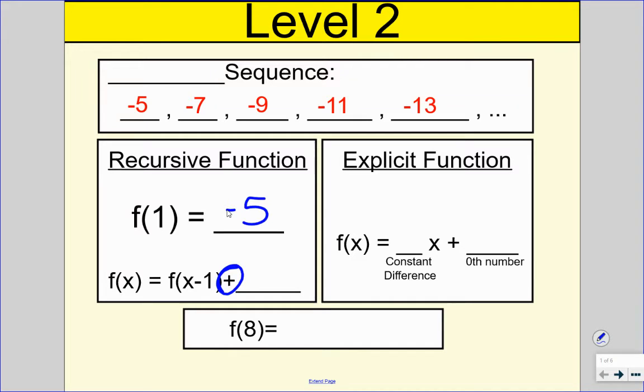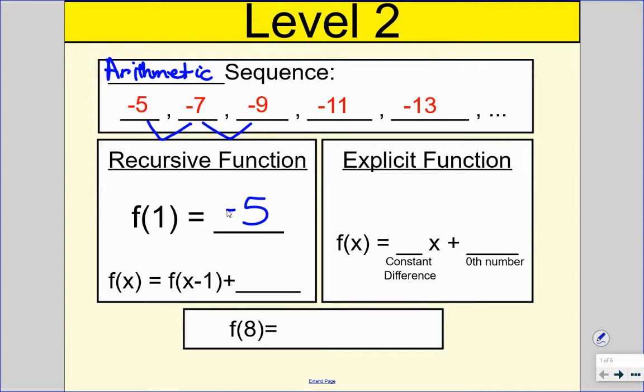The other big hint on the explicit function is that it's looking for our constant difference, and we're adding our 0th number. Those give us big hints that this is an arithmetic sequence. And if we didn't have the recursive function and explicit function written out for us, we could still determine if it's arithmetic or geometric by determining if we are adding something each time from one term to the next, or are we multiplying something every time?